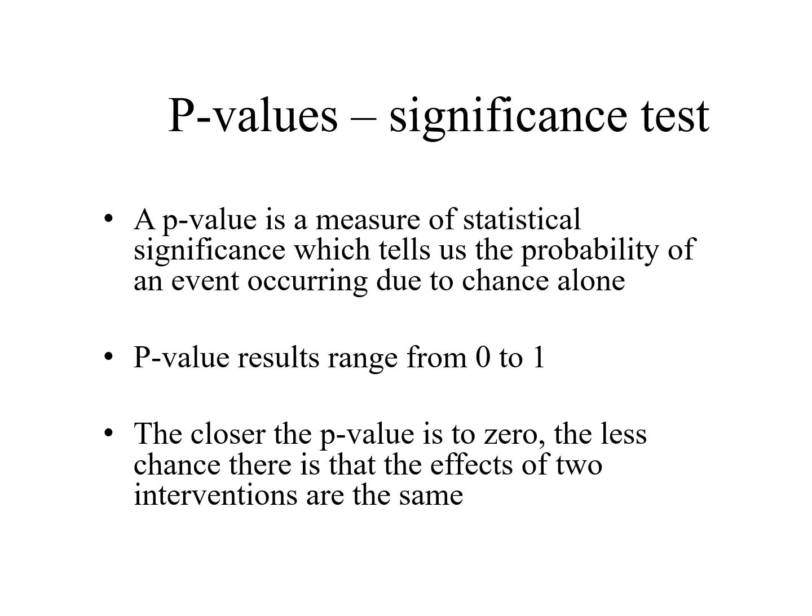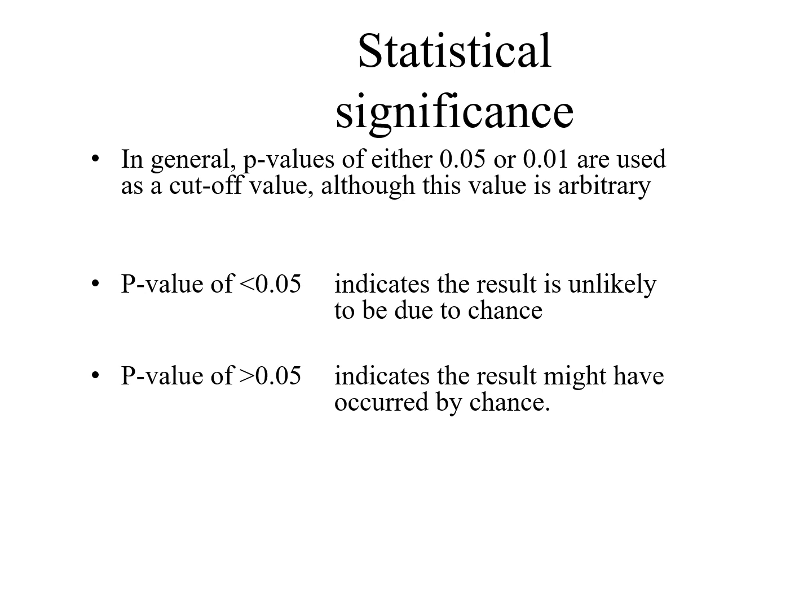Your p-value is a measure of statistical significance which tells us the probability of an event occurring due to chance alone. Your p-value results range from 0 to 1. The closer your p-value is to 0, the less chance that the effects of two interventions are the same. Results larger than the cutoff are considered likely to be attributed to chance, while results smaller than the cutoff value are likely to have occurred because of a real explanation.